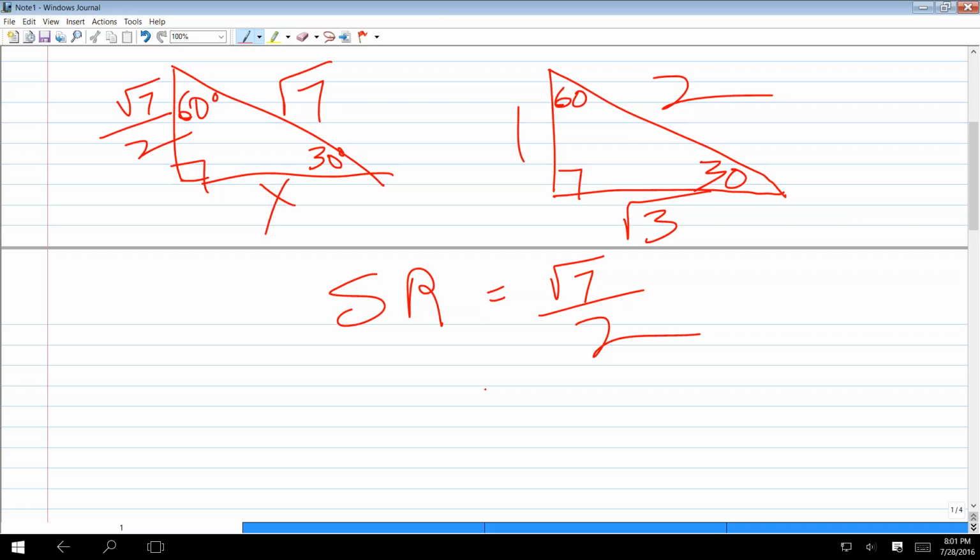X would be multiply the similarity ratio times √21/2. Yes. √21/2. And believe it or not, that's simplified. √21 cannot be broken down. It's √7 times √3, but neither one of those is a perfect square. So √21 is the simplified answer.